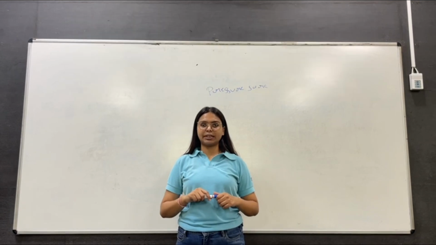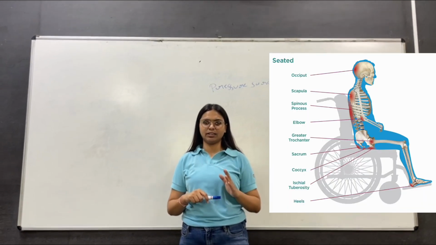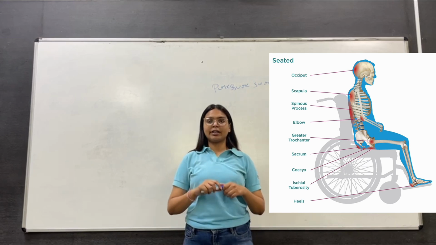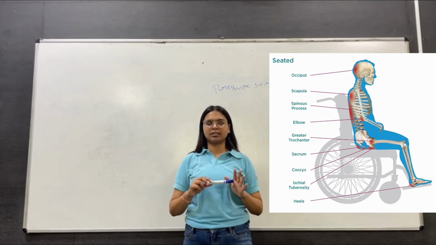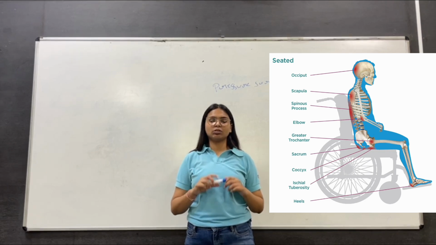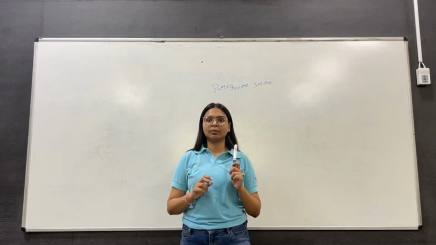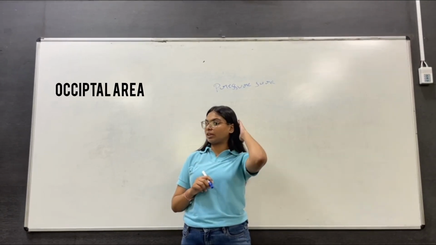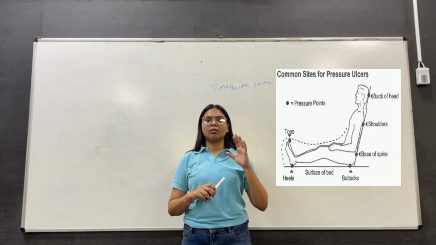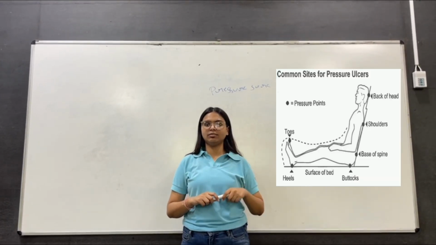Now for wheelchair patients or in the sitting position, the most common pressure sores are at the ischial tuberosity. Pressure sores can also occur on the occiput, which is mostly when the patient is having more pressure on the head side.